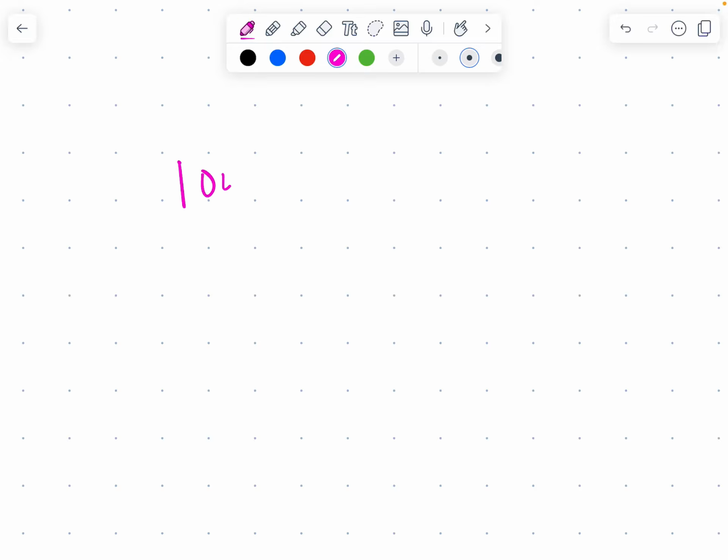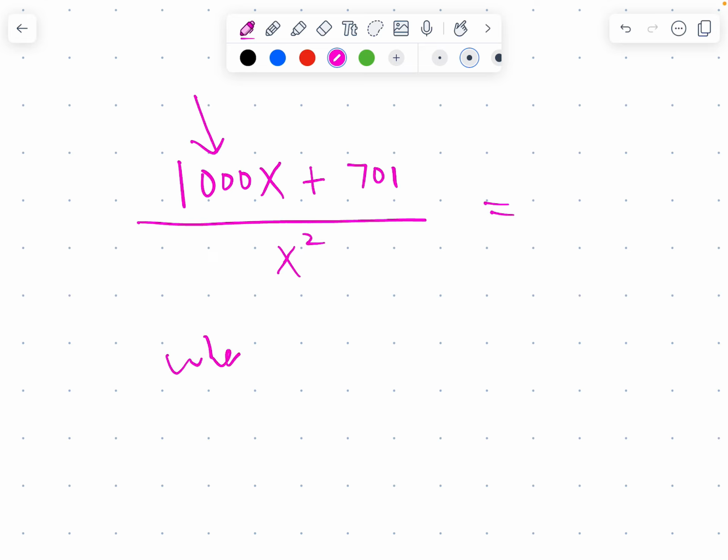Let's say I have 1000x plus 701. Pretty big numbers, and on the bottom I have x squared. Now, in the short term, like when x is, let's say, 1, that's going to be 1007. That's going to be really, really big. So when x is 1, the top is huge and the bottom is super small. So on a graph, it's going to be really big, right around the neighborhood of 1 or 2 or 3.